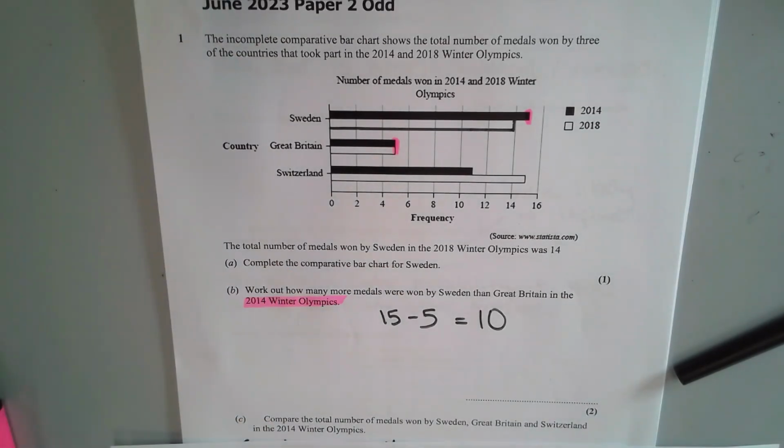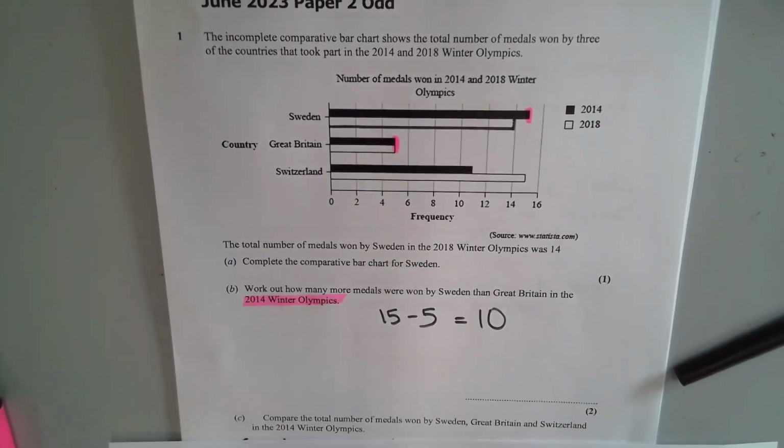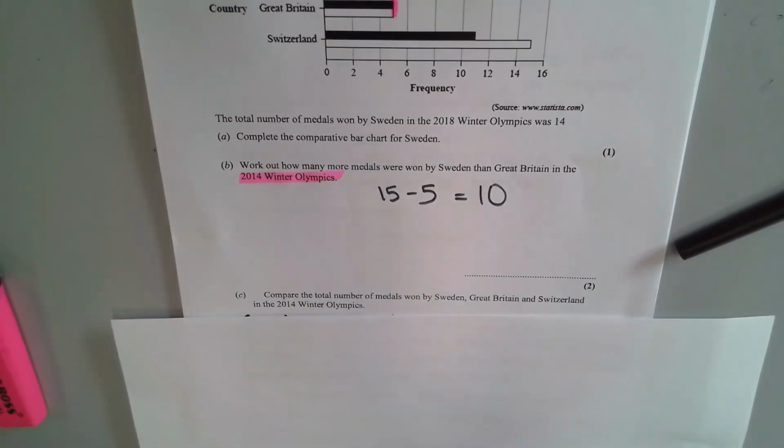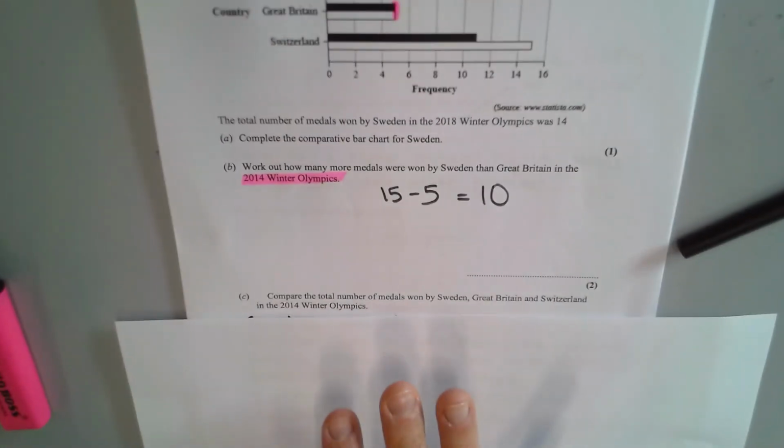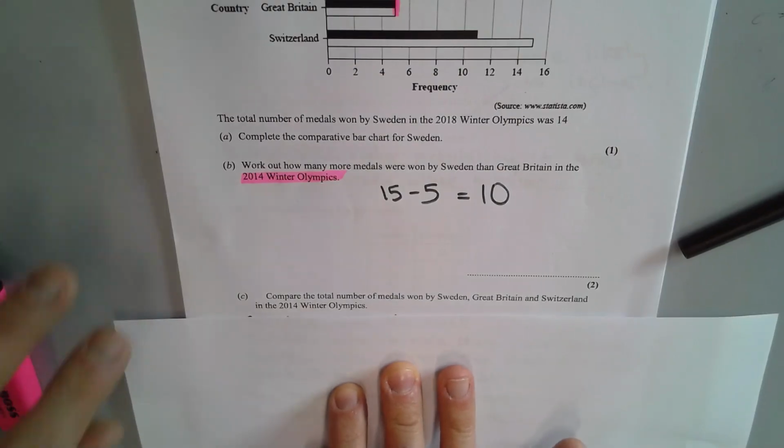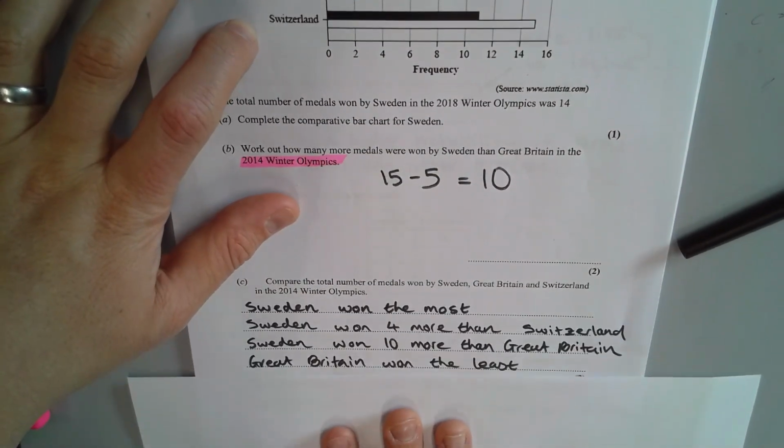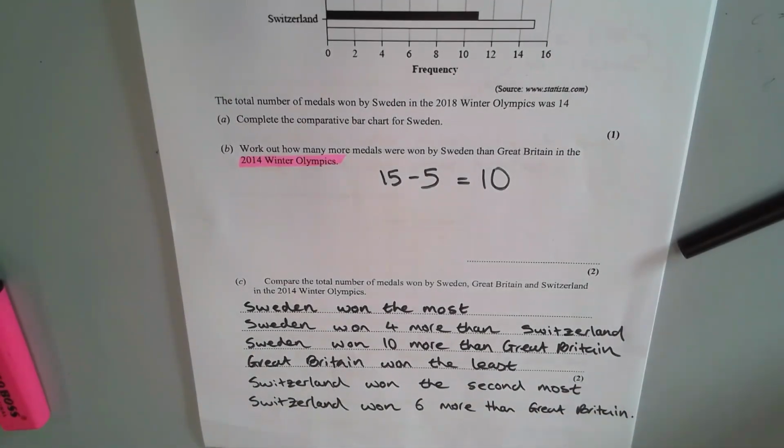Okay, so our next question is to compare the total number of medals won by Sweden, Great Britain and Switzerland in the 2014 Winter Olympics. Now there's 2 marks here, so you can have any 2 of these. Okay, so just showing them all. Sweden won the most. Sweden won 4 more than Switzerland. Sweden won 10 more than Great Britain. Great Britain won the least or the lowest number of medals. Switzerland won the second most number of medals. Switzerland won 6 more than Great Britain. Any 2 of those is enough for 2 marks here. And well done if you have got that.